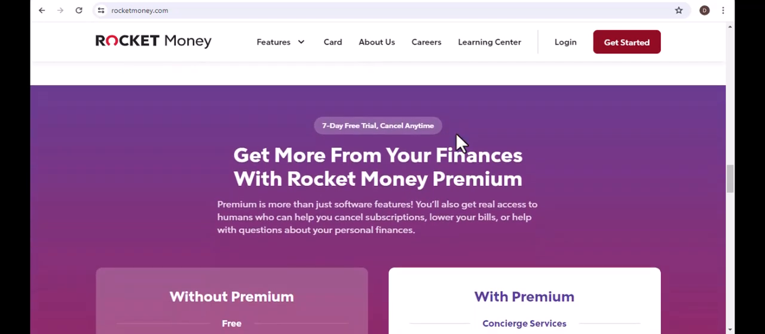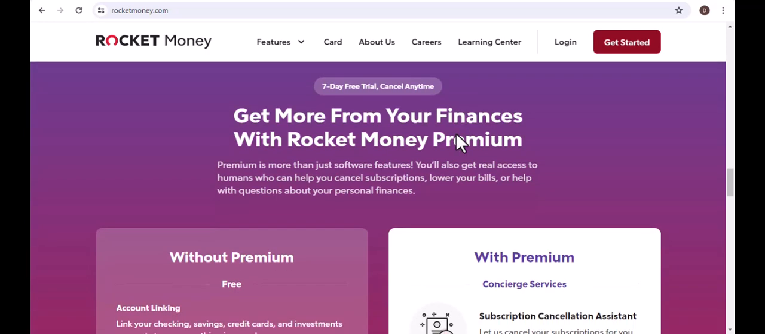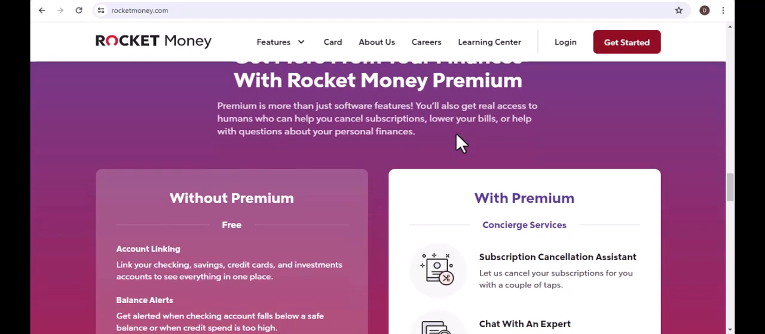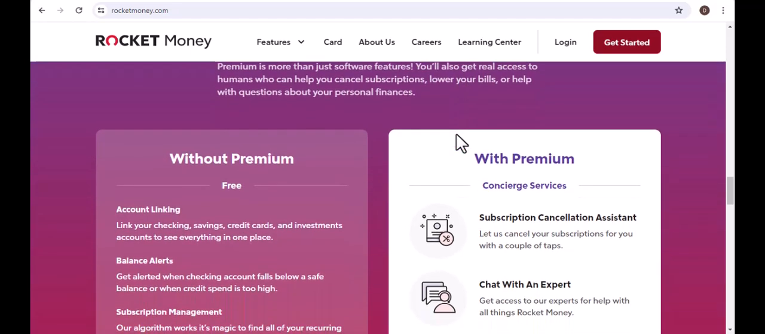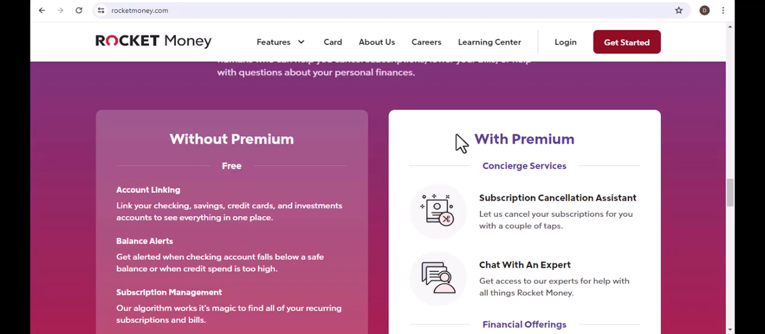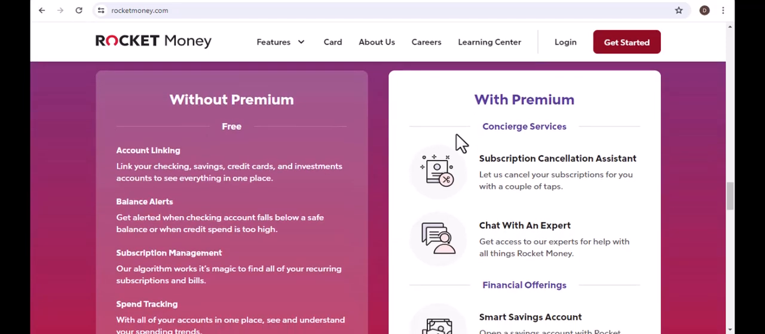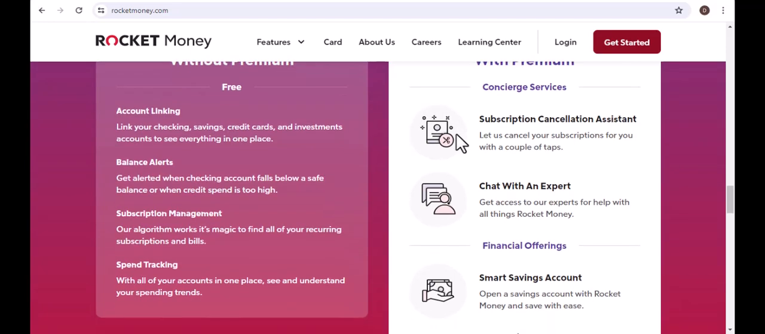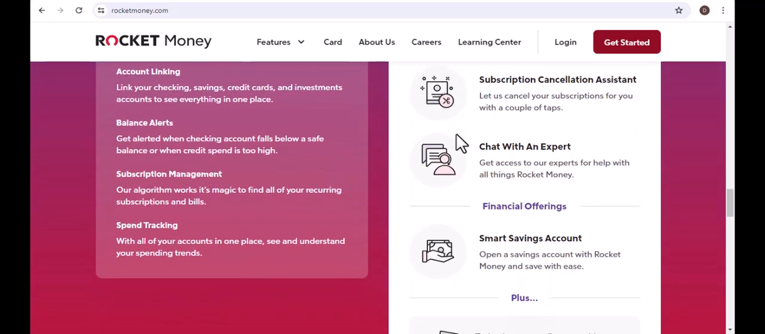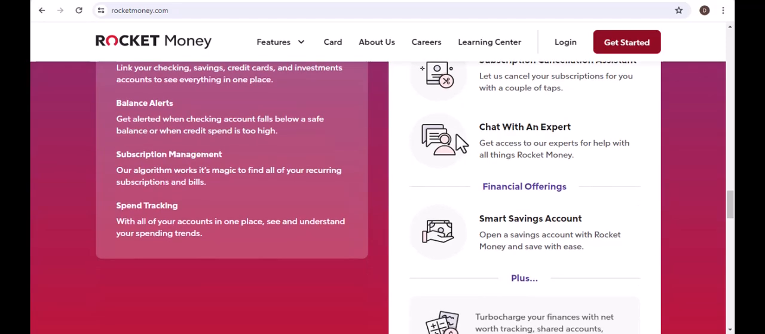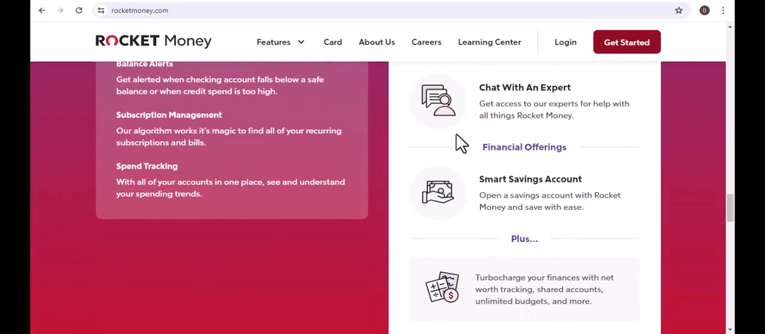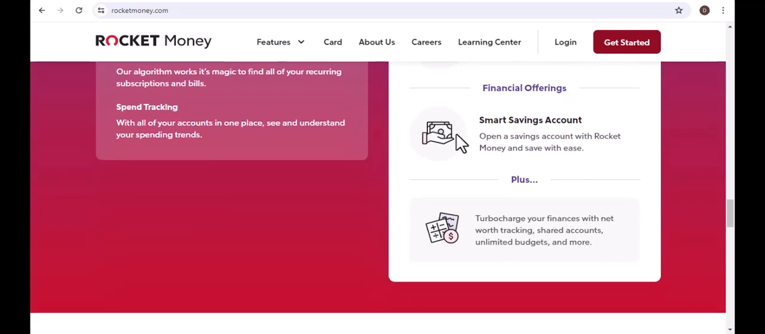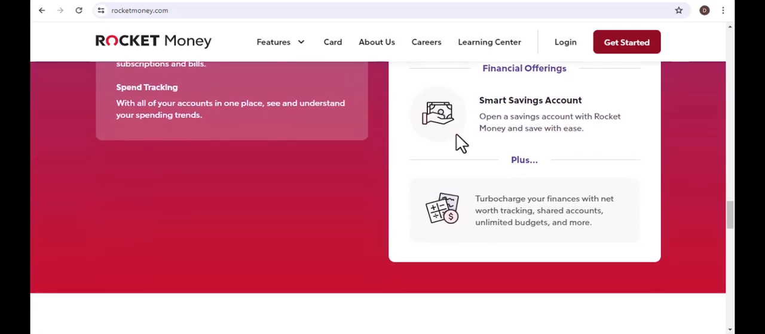Cross-reference with statements. Compare your Rocket Money transaction list with your bank or credit card statements. This will help you verify the accuracy of the data and identify any discrepancies. Look for patterns. Are there recurring charges you don't recognize? Are the amounts inconsistent? This can be a red flag for potential errors or fraud. Once you've identified the specific charge, take a screenshot or note down the details. This documentation will be invaluable when you escalate the issue.